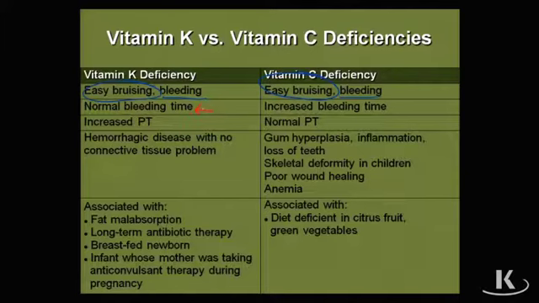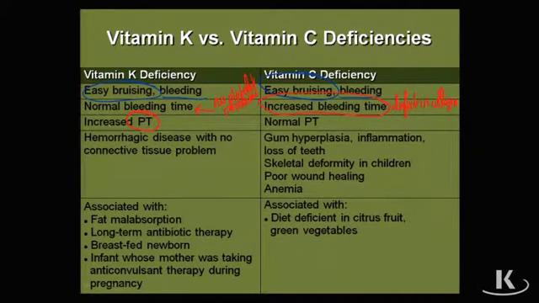Bleeding time will only be affected, therefore, in vitamin C deficiency because there is defective collagen, and a defect in collagen will interfere with the first step of the platelet pathway, which is adhesion. There's no platelet problems whatsoever in vitamin K deficiency. Conversely, in the laboratory, vitamin K deficiency will increase prothrombin time, whereas vitamin C deficiency will have a normal prothrombin time.